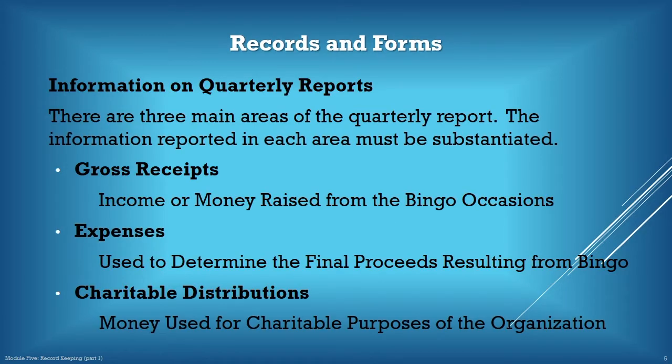Information reported for gross receipts shows the amount of money an organization took in from conducting bingo games. Expenses show the overhead and are used to determine the final proceeds, or profit, resulting from the bingo games. And the charitable distributions allow the organization to see how bingo is supporting its charitable purpose.